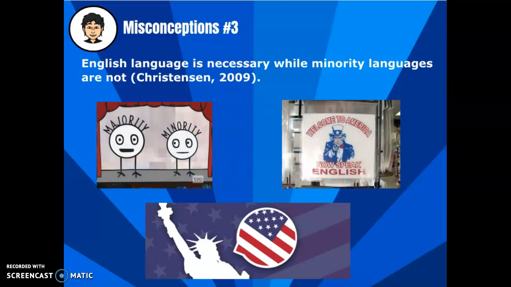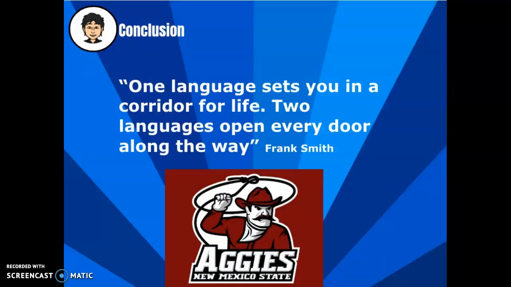In the United States, if you know the English language, you can practically solve any problem that may arise, but if you don't, you will end up constantly asking for help. Understanding the power that the English language possesses is important to better support your students. In conclusion, understanding the common misconceptions of bilingual education will help you better support your future students.